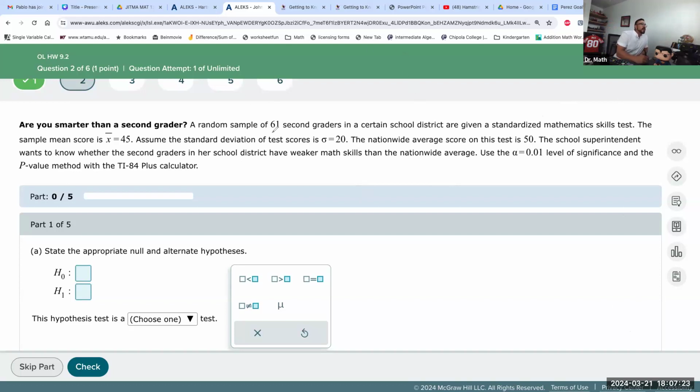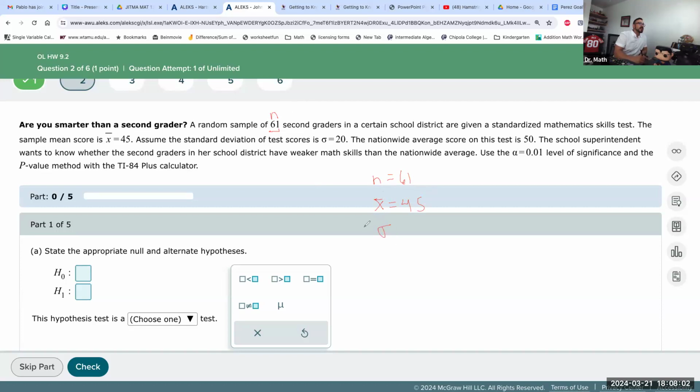All right, so random sample of 61. So right away I go through here. There's my N. N is 61. Second graders in a certain school district are given a standardized math test. The mean sample score, so notice this score came from this group of 61 second graders. Because it came from that group, that's why it's X bar, right? It doesn't represent everybody.